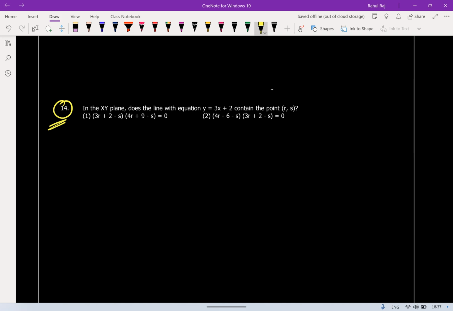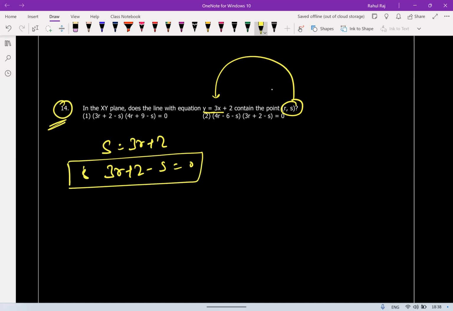So what it says: in the xy plane, does the line with the equation contain point (r, s)? If at all it contains point (r, s), then (r, s) should satisfy this line. If point (r, s) lies on this line, then I should be able to prove that s is equal to 3r plus 2, or 3r plus 2 minus s is equal to 0. This is my question. If I can prove this, it's done.